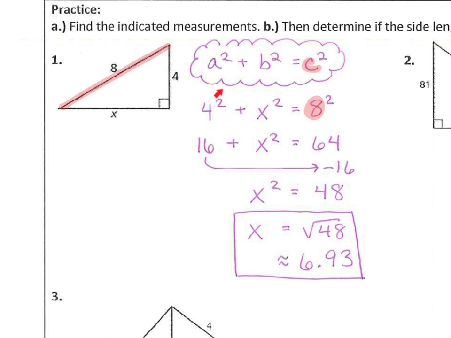How did 4 squared become 16? Guys, what is 4 squared? Type it in your calculators right now. There's a whole button for this little square. Basically, it's 4 times 4. 4 times 4 is 16.